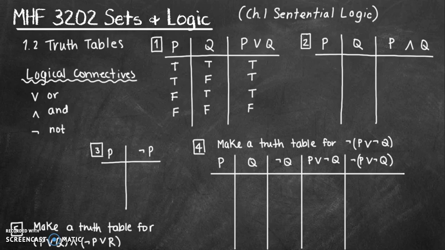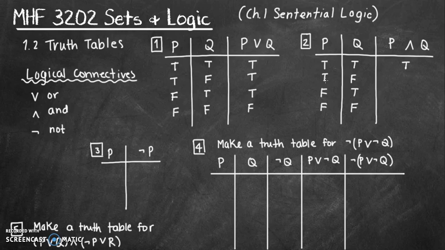Alrighty, now we're going to do the same thing for the second example. This time we have P and Q. So to review, in order for this whole statement P and Q to be true, both P and Q must be true. And we have that case in the first line. So P is true, Q is true. So P and Q is true.